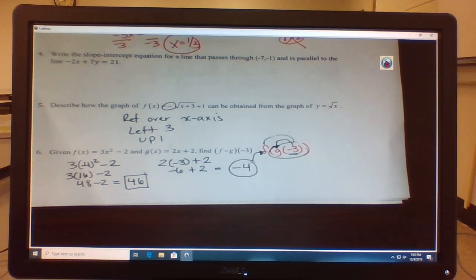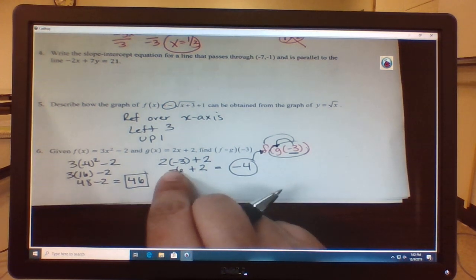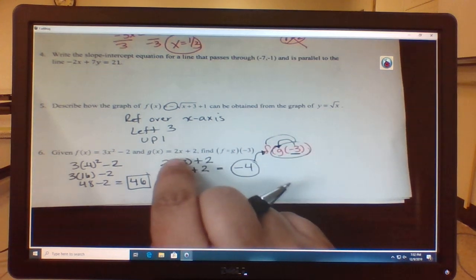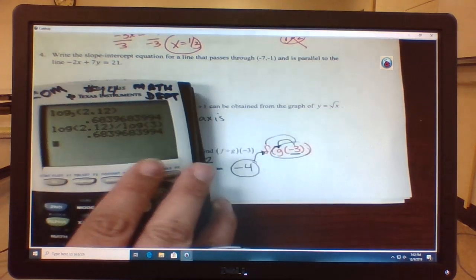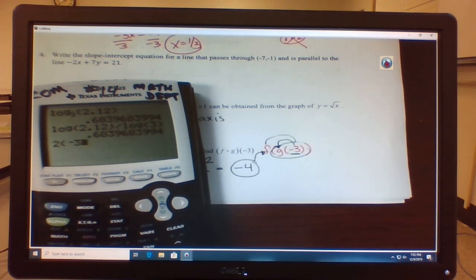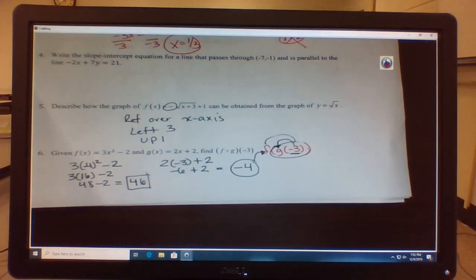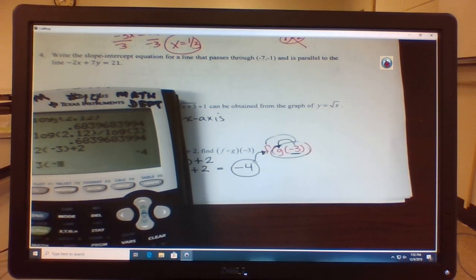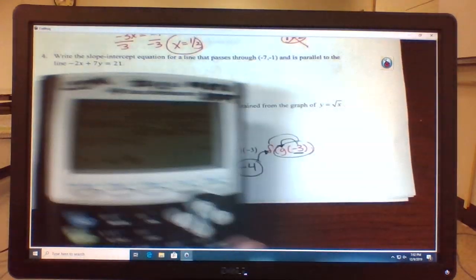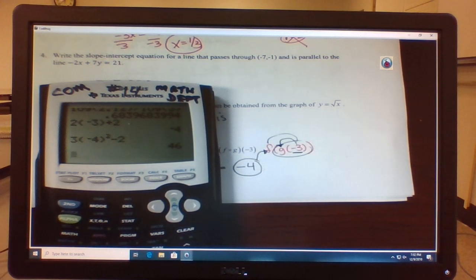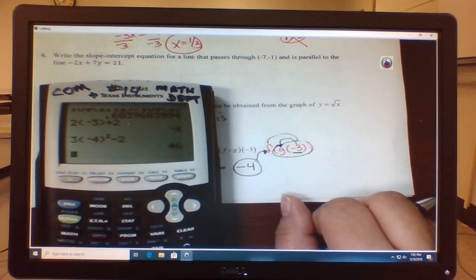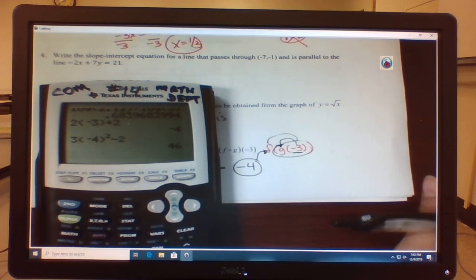Now, please understand you could use a calculator, especially because of this test, if you know you're not great at multiplying positive and negative numbers. Once you know, hey, the -3 goes for every x in G: 2 parentheses -3 plus 2. Bam, -4. Now, what do I do with that -4? Plug it into every x in the other one. 3 parentheses -4 squared minus 2. Bam, 46. I'm such a genius. Use it.